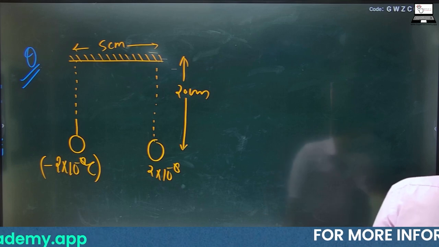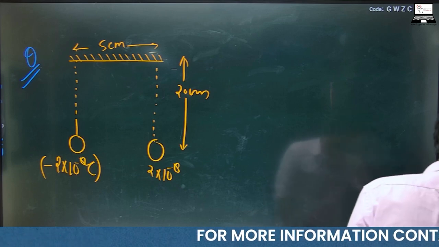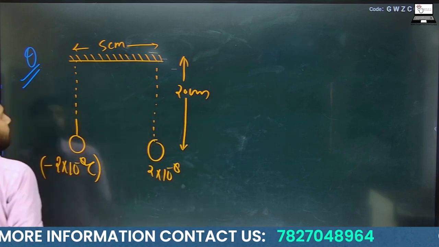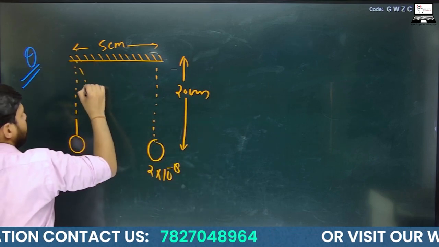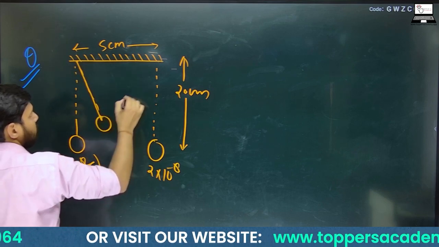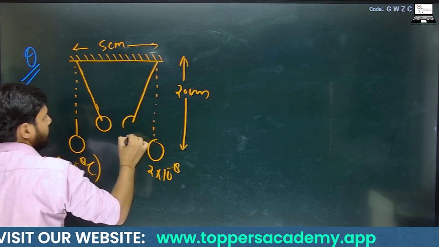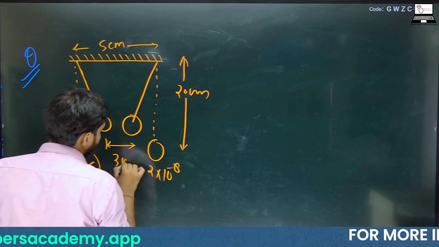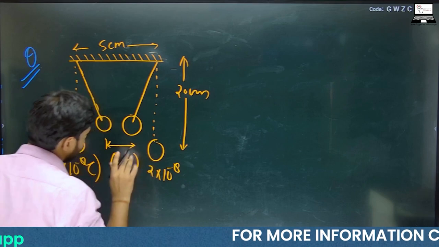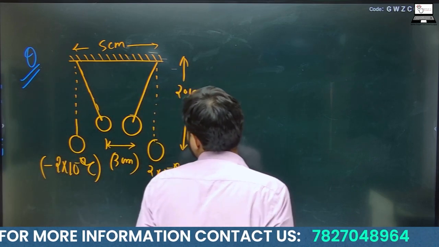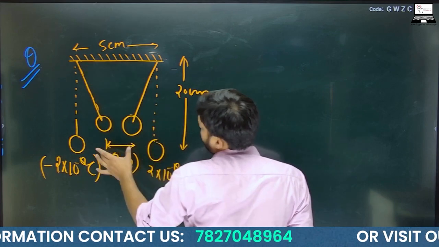Oh, we have to find the mass actually. What happens after releasing the balls? These two balls attract each other and become close, from 5 centimeters to 3 centimeters. Clear?